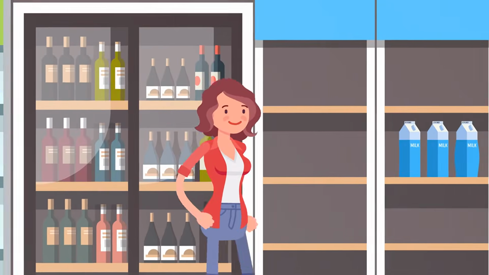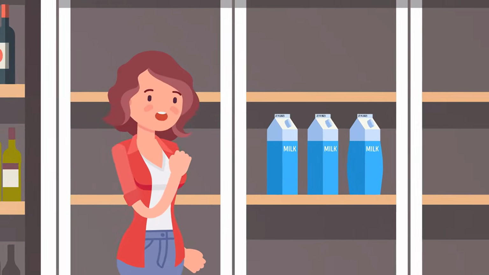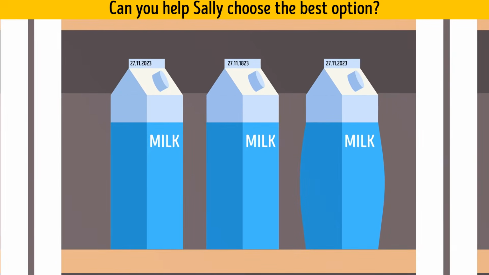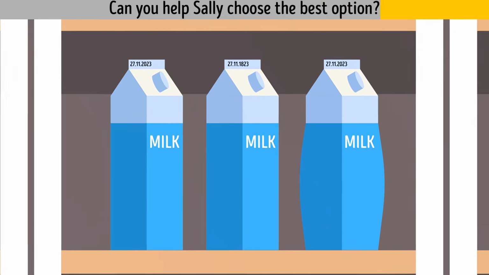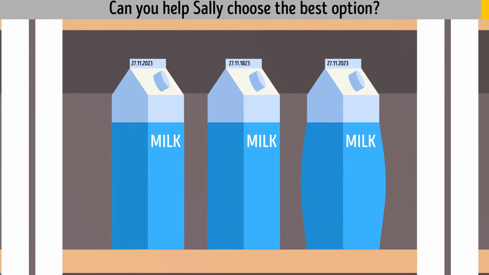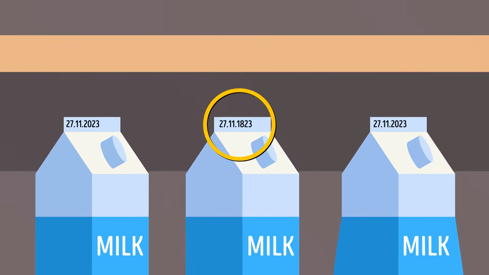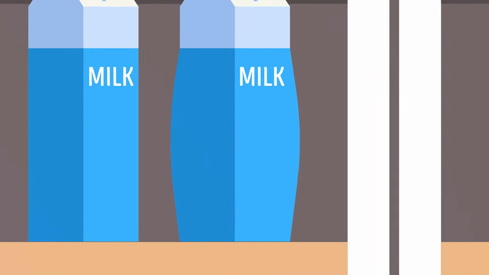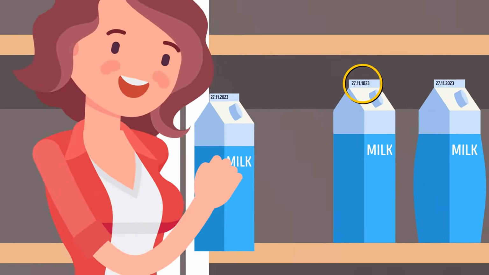Sally goes to the supermarket to buy some milk for the kitten. Only these 3 packs of milk are left on the shelf. Can you help Sally choose the best option? The second milk expired 2 centuries ago, and the third milk carton is bloated, which means that it has already turned sour. Therefore, Sally should grab the first milk.